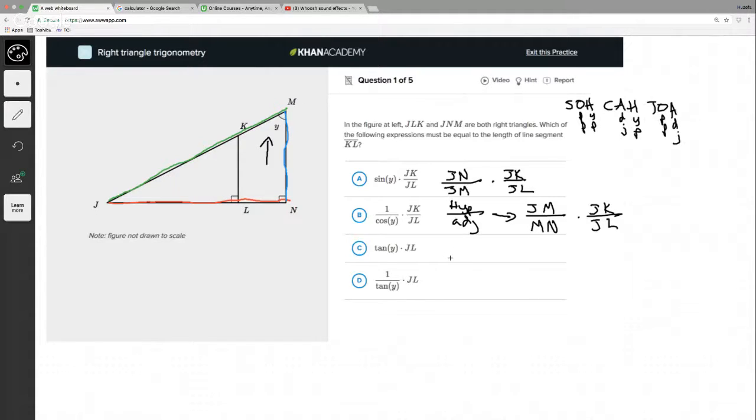Now let's try tangent of y, which is opposite over adjacent, JN over MN, times JL. And then last we have 1 over tangent of y. So the flip of this, so it's MN over JN times JL. So now I already got to think about this because it says which one of these now is equal to length KL.